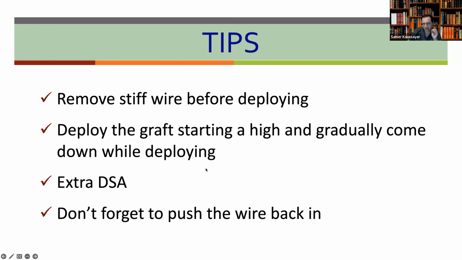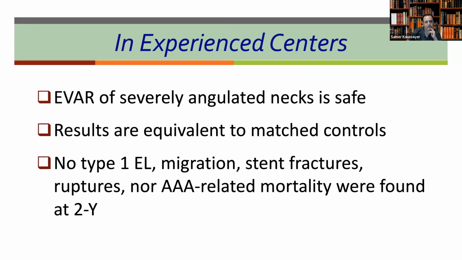But this is a very common problem if you're dealing with a capture device like Cook or Medtronic, because they have a cone, you have to pull it back, and you have angulation. Again, you see the cone is just hooked to the graft, and you cannot pull it down. The only way is to put a balloon from the other side, and you push to the side, and then you can pull it down. If you're dealing with Gore, you don't have this issue, because Gore doesn't have a cone. In an experienced center, EVAR with angulation is safe, with results equivalent to the matched control, no type 1 endoleak, migration, graft rupture, or AAA mortality. So even with severe angulation, you can still get a good result, but you have to have a good neck.